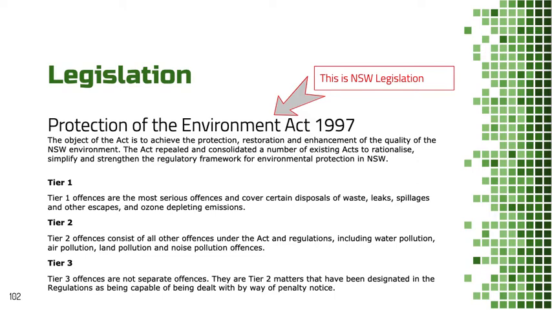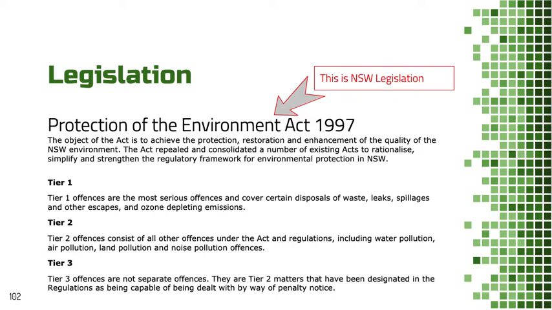This one is for New South Wales, and the goal of it is to look after and improve the New South Wales environment. It consolidated a number of existing acts to try and simplify it and to build a regulatory framework for the protection of the environment in New South Wales. And it basically broke down the environment offences into 3 tiers.